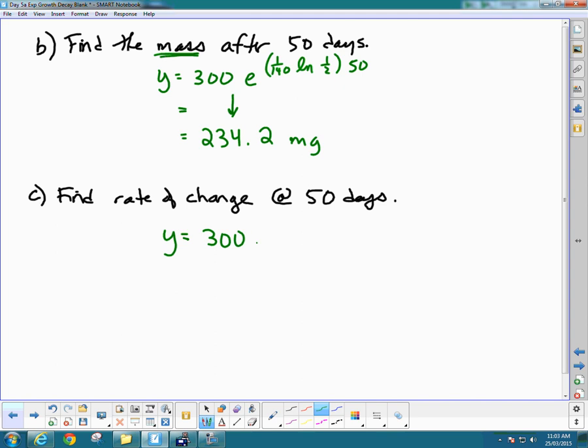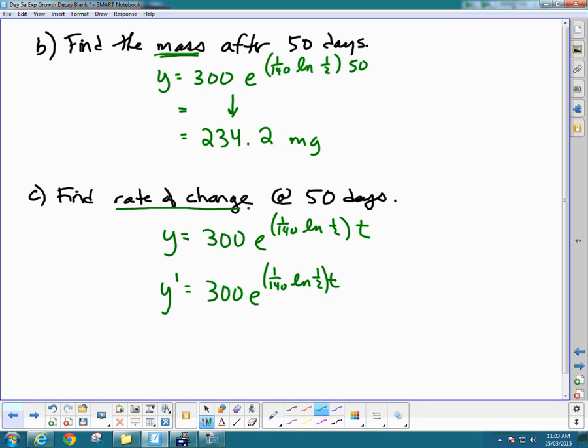So we take that same original function, but now we're going to differentiate it because we want rate of change. The good news is it's just like before: a plain old e function with a coefficient, and we know the derivative of the e function is itself. So the 300 e to the 1 over 140 ln 1/2 all stays the same, times the derivative of that exponent. And that exponent, even though it looks nasty, is really just a coefficient in front of t.